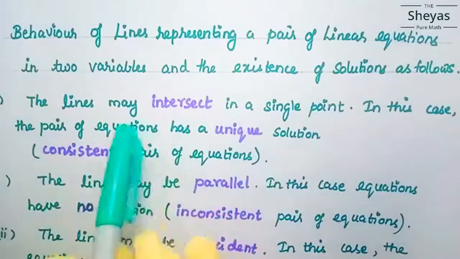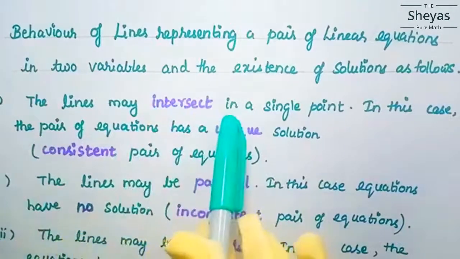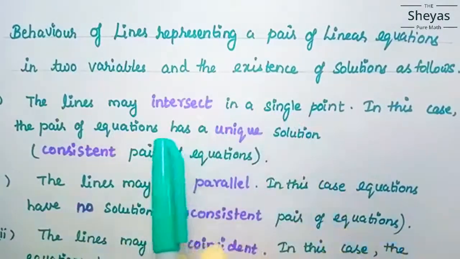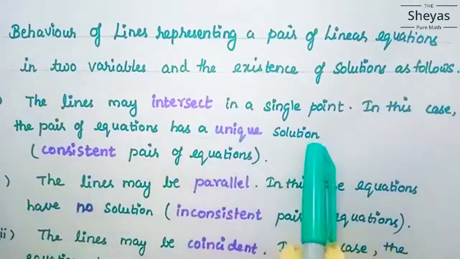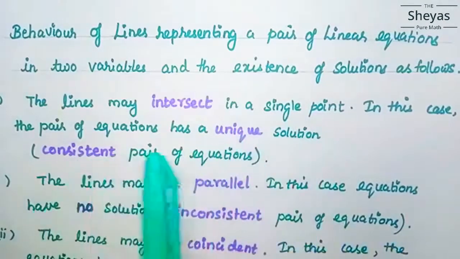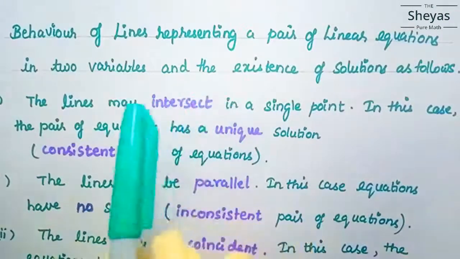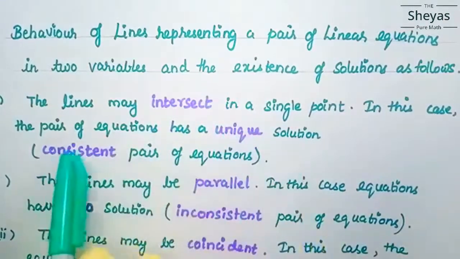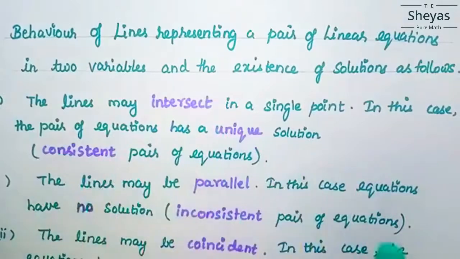If it has a unique solution, then we can say that those equations are consistent. So what are the conditions? The lines may intersect in a single point. Then we can conclude that it has a unique solution, and we can say that the equations are consistent. So keep these points in mind.